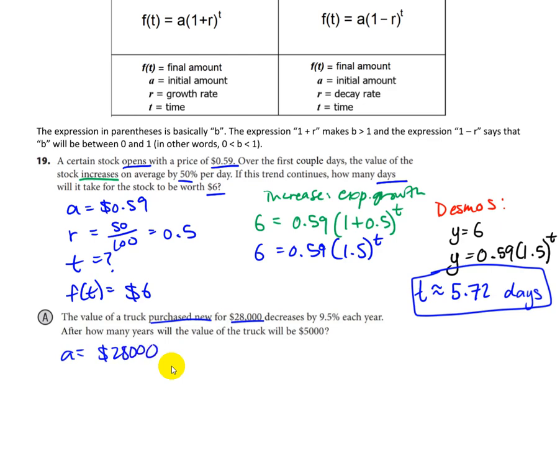Okay, keyword is decrease. I'll put that in different colors so you can see that. Decreases by 9.5% each year. Okay, so this percent is going to tell us that's our rate. So this is going to be 9.5, and we divide that by 100, and that's going to be 0.095 if we convert it to a decimal.